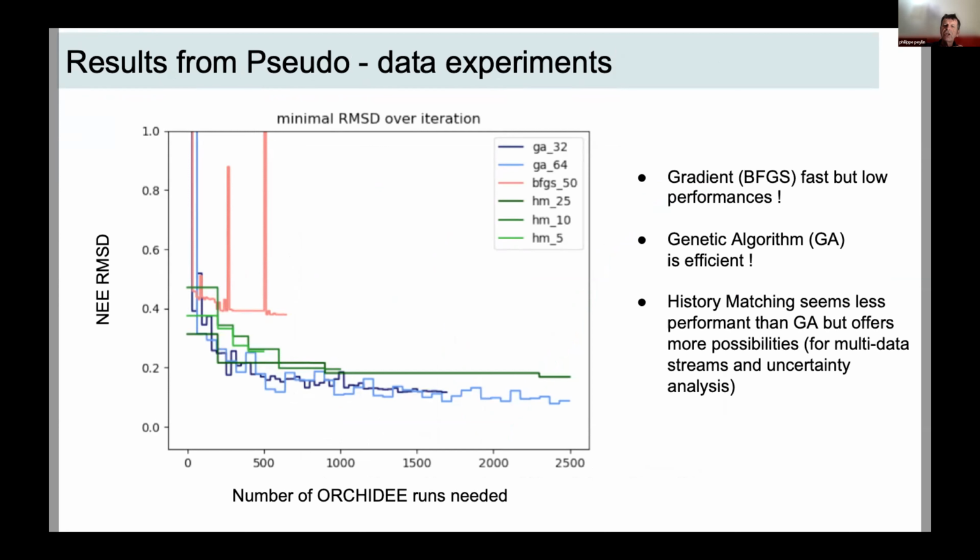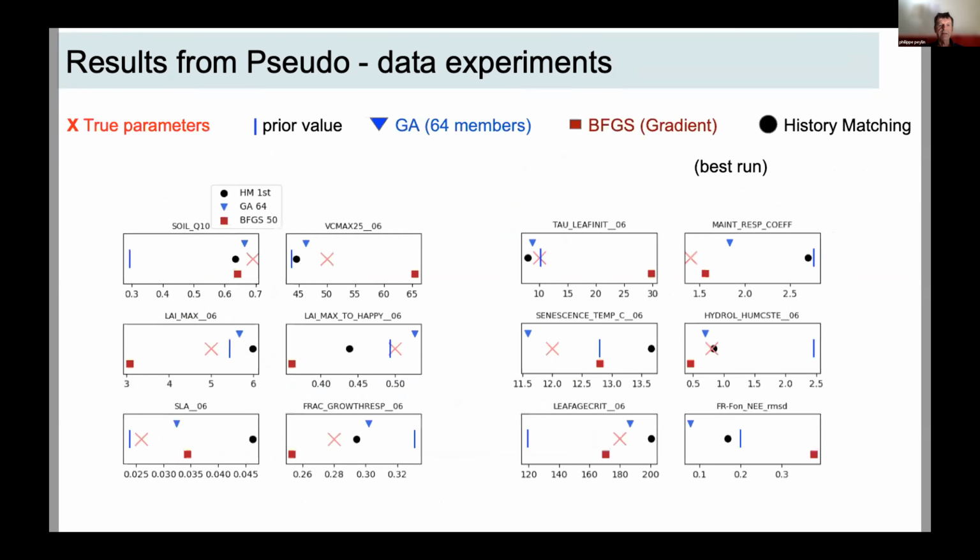The blue, which are the genetic algorithm with either 32 or 64, seems to perform the best, but one of these history matching, the green one with 5 waves, can perform better with respect to the number of runs in the first phase, depending on the criteria of how much you want to reduce the RMSD. But over time, the genetic algorithm continues to decrease. So this is really our first test of history matching. We think it's promising. If you look at the parameters, then it's a bit more chaotic, but it's very informative.